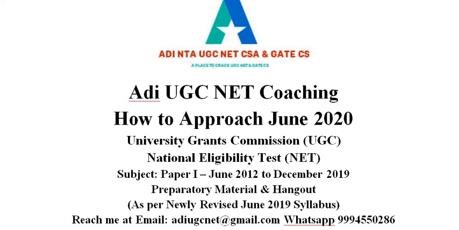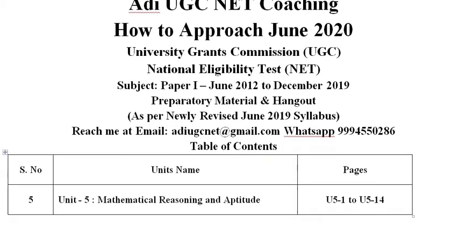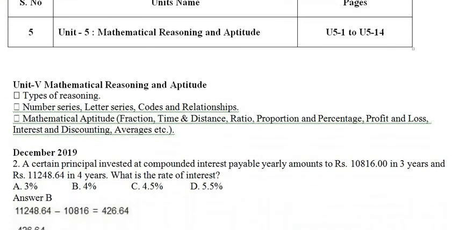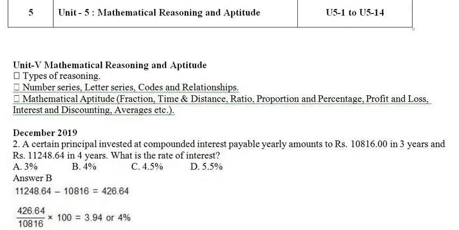In today's topic, I will be discussing UGC NET paper 1 under unit 5, which is mathematical reasoning in aptitude. And so the syllabus for this one is number series, letter series, code and relationship.